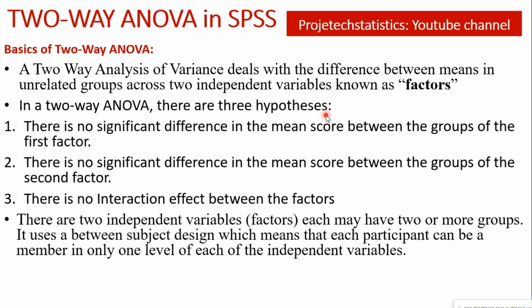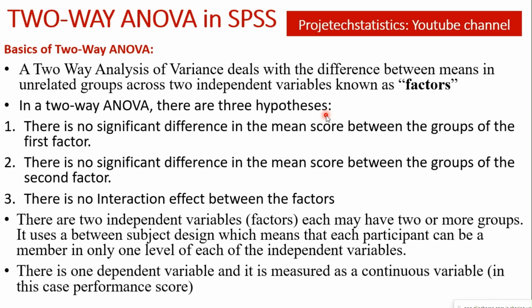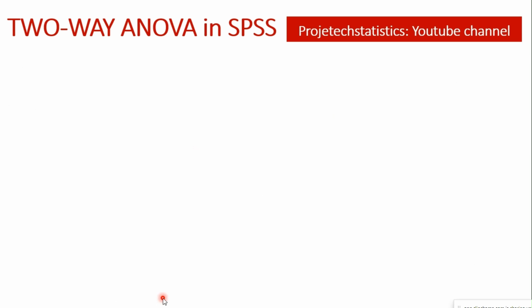There are two independent variables known as factors. Each may have two or more groups. It uses a between-subject design, which means that each participant can be a member of only one level of each of the independent variables. There is one dependent variable, and it is measured as a continuous variable. In our experiment here, our dependent variable is the performance score.